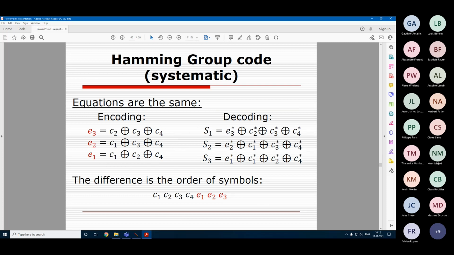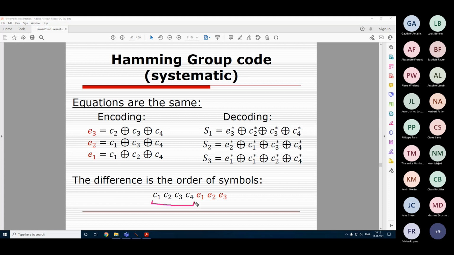The only difference is that your code word is organized a little bit differently. So basically you put all the control symbols in the last positions. That is all the difference. So on paper, when you write your tasks, you will nevertheless generate the equations in the same way, regardless of whether it's systematic or non-systematic, but you will write down your resulting code words in systematic or non-systematic form. So this is basically a matter of arranging symbols, nothing more.